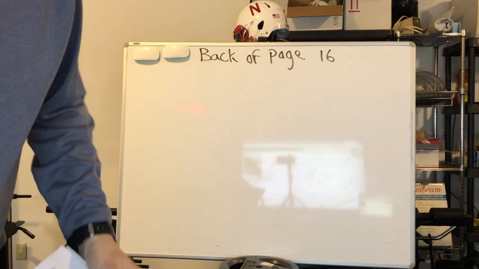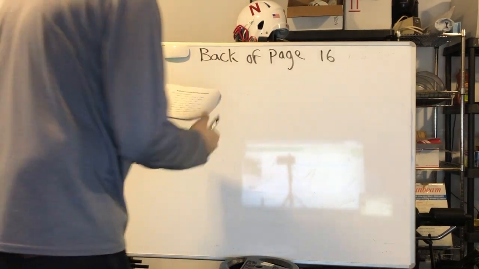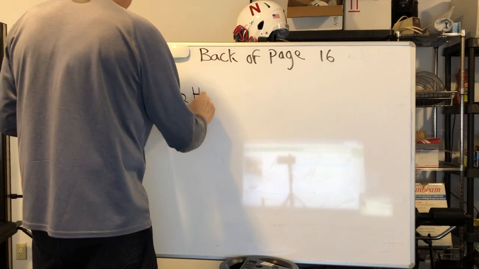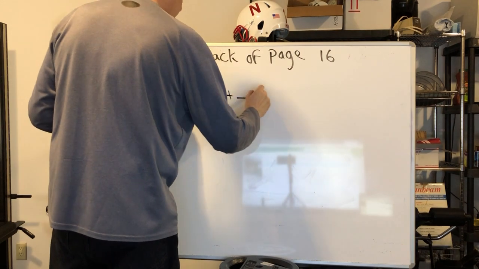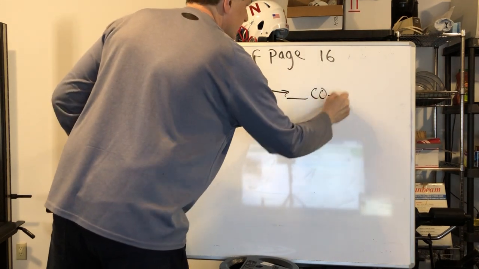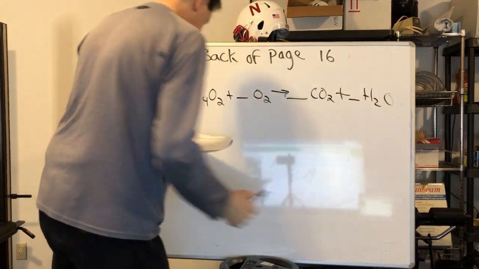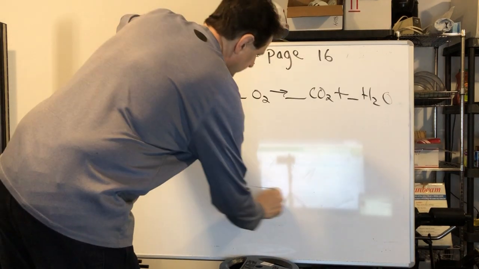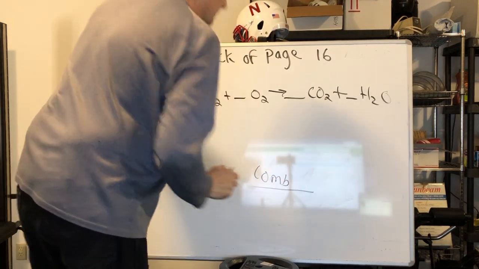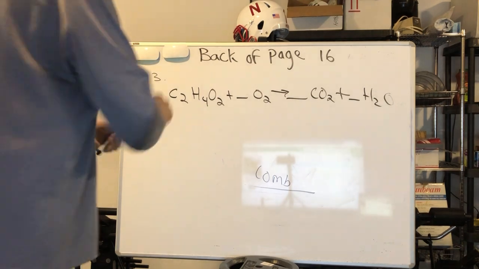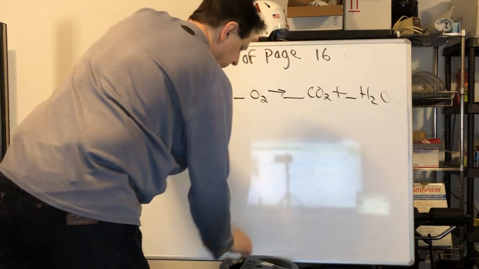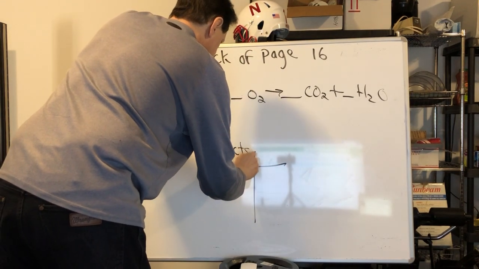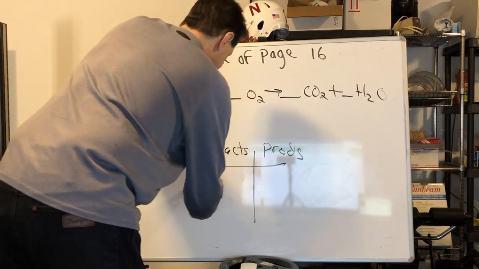Let's take a look at number 3. Number 3, we got C2H4O2 and CO2 and H2O as products. Well, when you see CO2 and H2O as products, your type is going to be combustion. So when we're doing combustion reactions, we set up our grid. You've got team reacts, team prods, and we start with carbon.